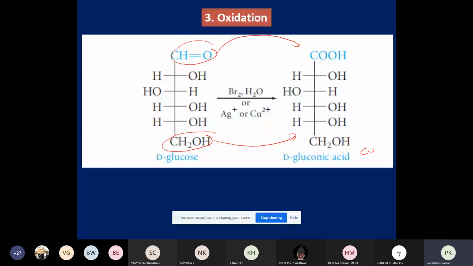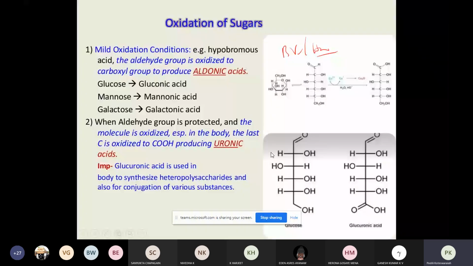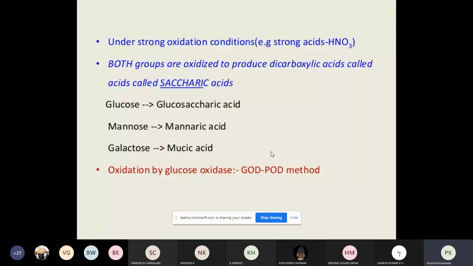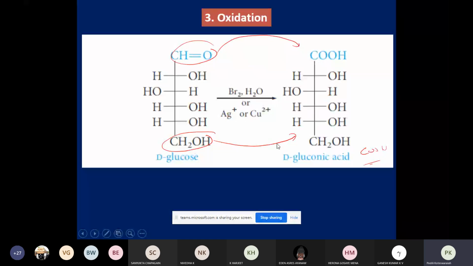So that means glucose, in the presence of bromine water, gives gluconic acid. In the presence of strong oxidizing agents like nitric acid, it gives glucaric acid. They are also known as the aldaric acids. And in addition to this, in the human body, because of certain enzymes, glucose also undergoes oxidation in the uronic acid pathway and gives glucuronic acid. In this glucuronic acid, the CH2OH group is oxidized to COOH.